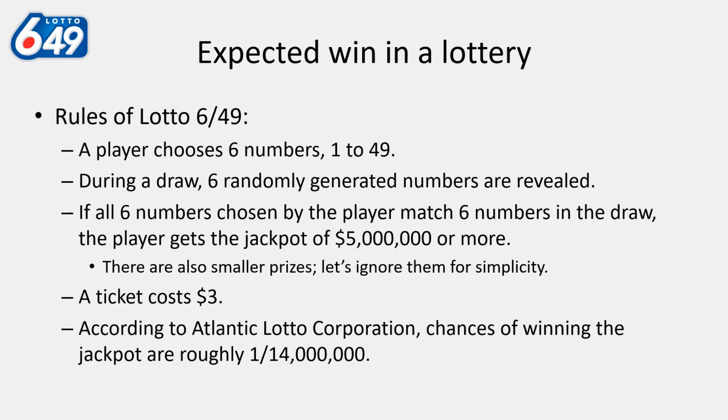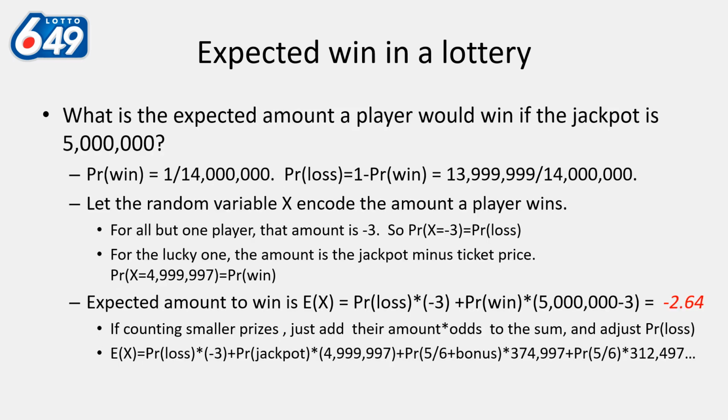So let's do another example, and let's do an example of a lottery. So there is a lottery here, Lotto 649, and it works like this. A player chooses 6 numbers from 1 to 49 in order, and during a draw they reveal 6 of the randomly generated numbers, and if the player correctly chose all 6 numbers, the first number, second, third, fourth, fifth, sixth, then they get the jackpot. And the ticket to this lottery costs about $3. Chances of winning the jackpot are roughly 1/14 million.